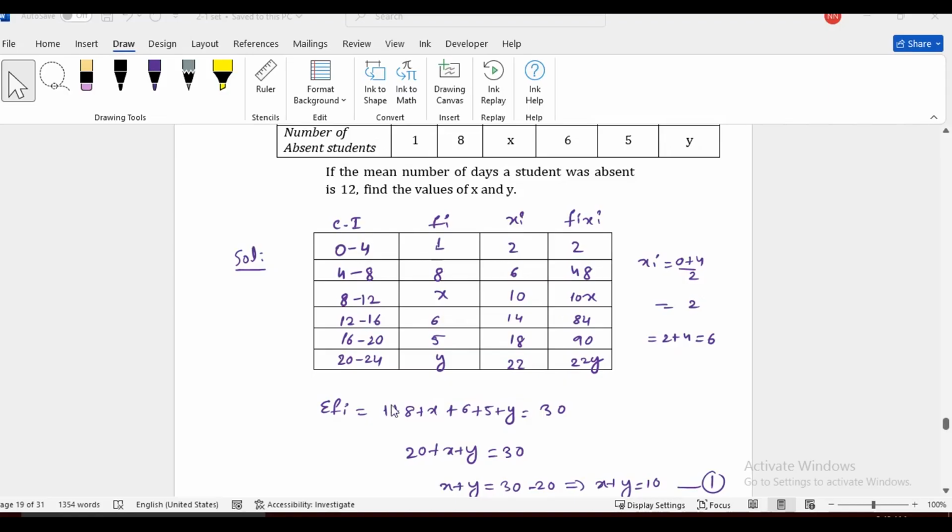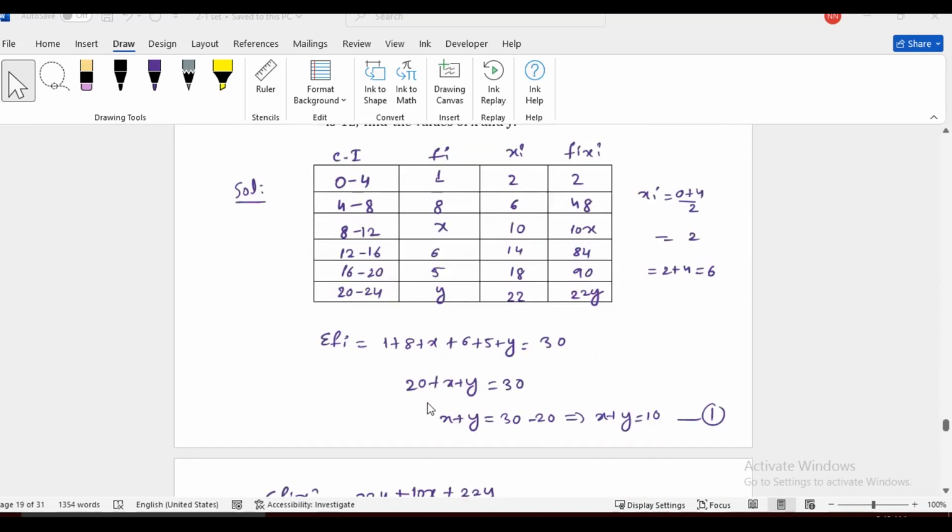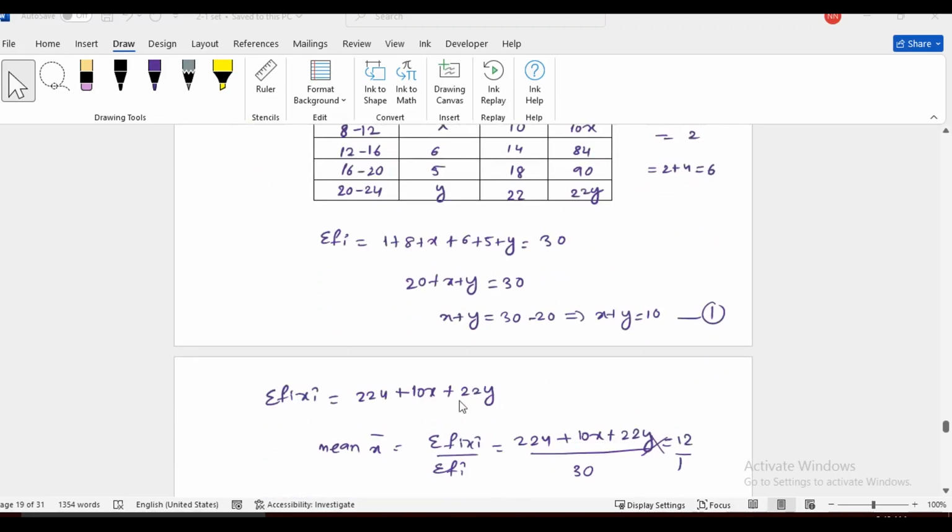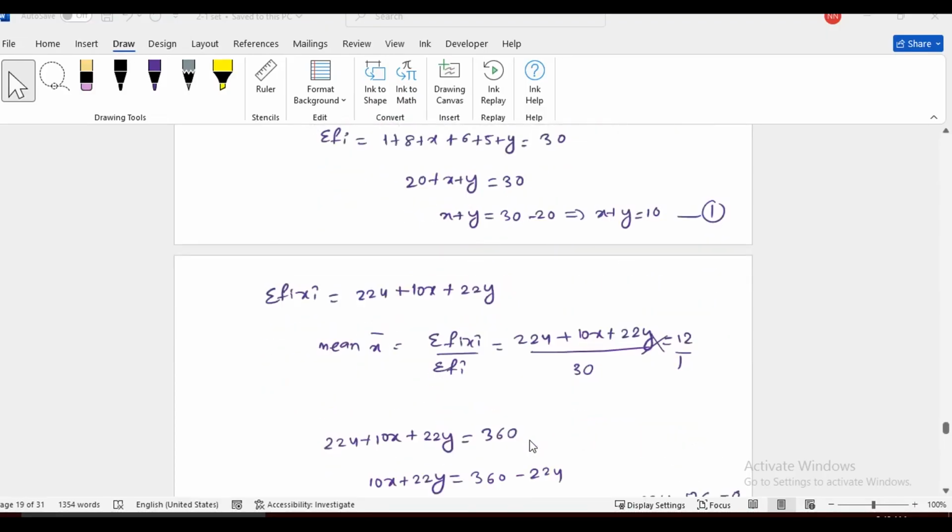Next here find summation fi, that is add everything, 1 plus 8 plus x plus 6 plus 5 plus y, that is equal to the given 30. So if you add you get x plus y is equal to 10. That is the first equation. And in the second equation, summation fi xi value, add 224 plus 10x plus 22y, this is summation fi xi value. To find the mean, x bar is equal to summation fi xi by summation fi. Write the summation fi xi value by 30 is equal to the given mean, 12. 12 by 1, cross multiplication.